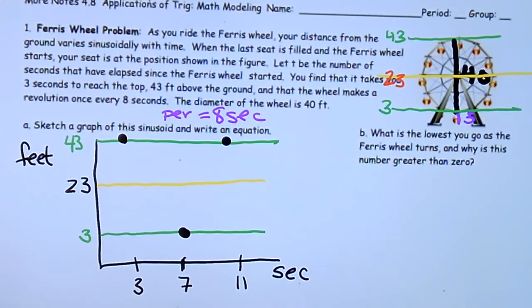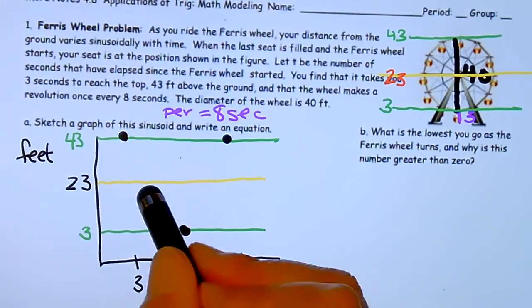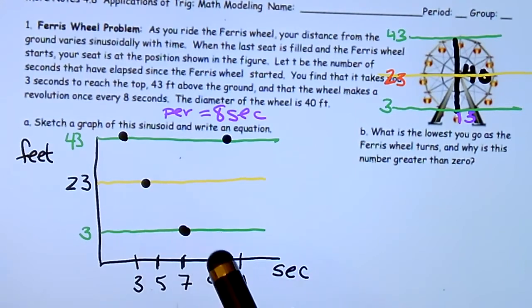And then halfway in between each of those, if I average my 3 and my 7, I get 10 divided by 2 is 5. And over here, if I average my 7 and my 11, I get 18 divided by 2 is 9. Now this happened to be odd numbers, so you might have been able to see those numbers, but that's how you would do it if it's different types of numbers. Again, average them, add them together, divide by 2. So at 5, I'm going to be at the middle, which is 23. And at 9, I'm going to be at the middle, which is 23.